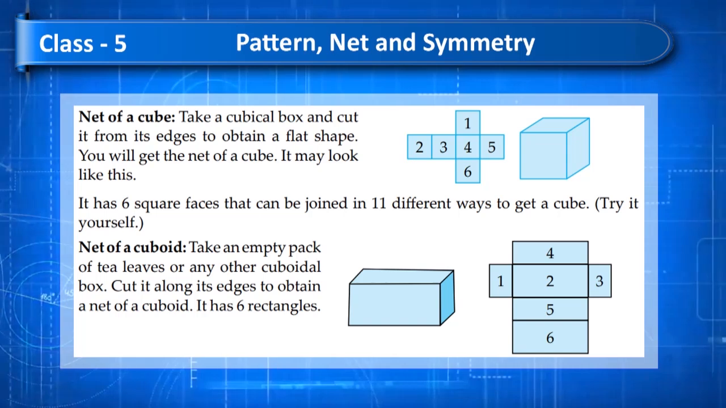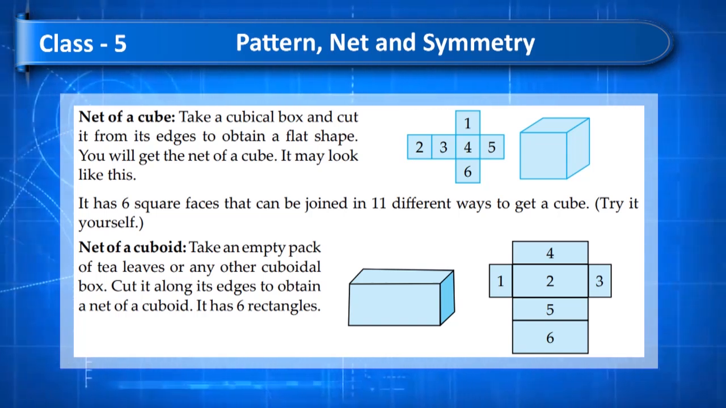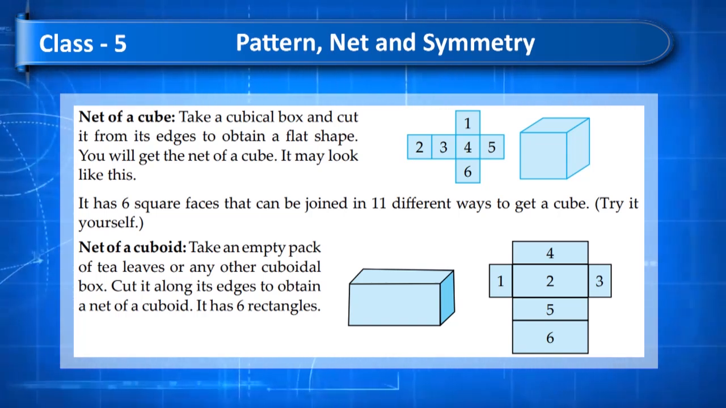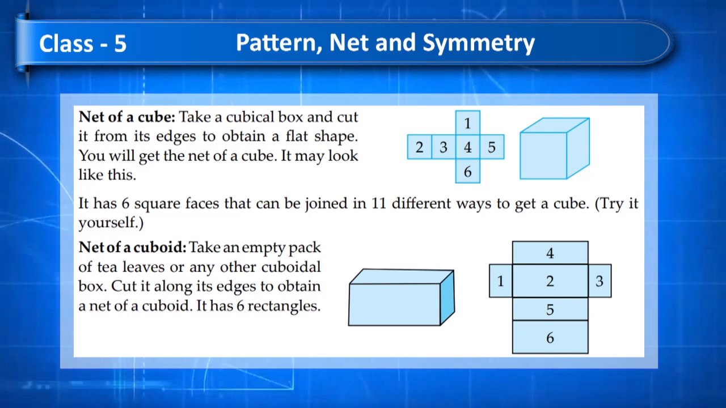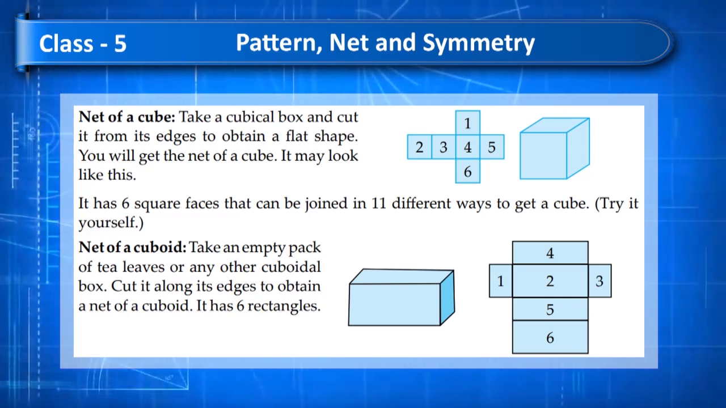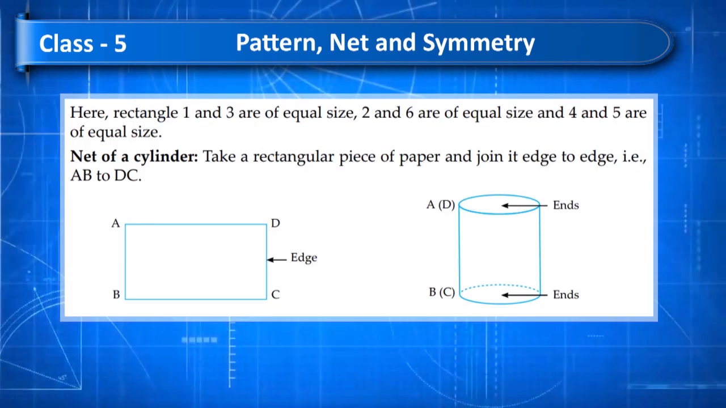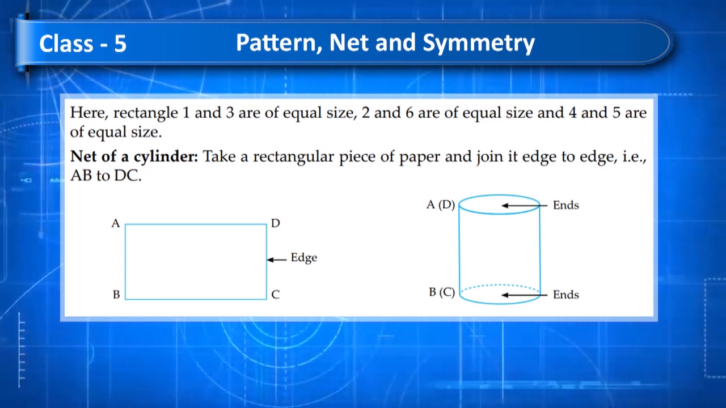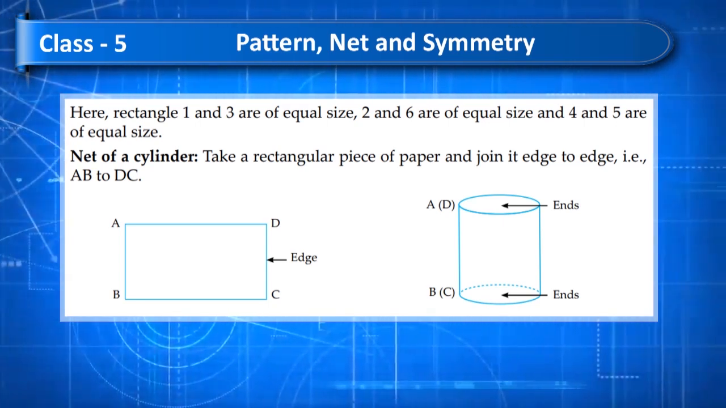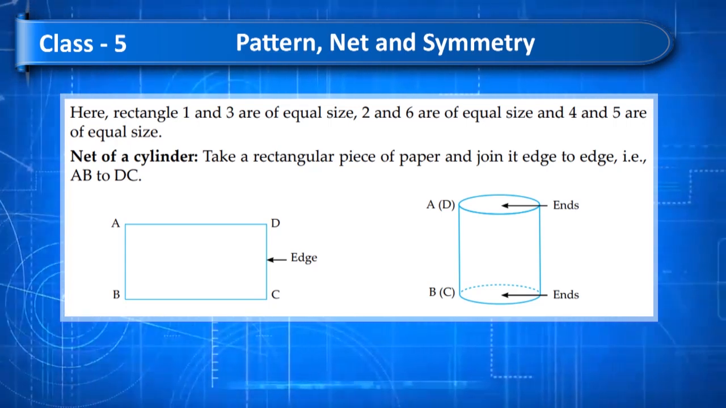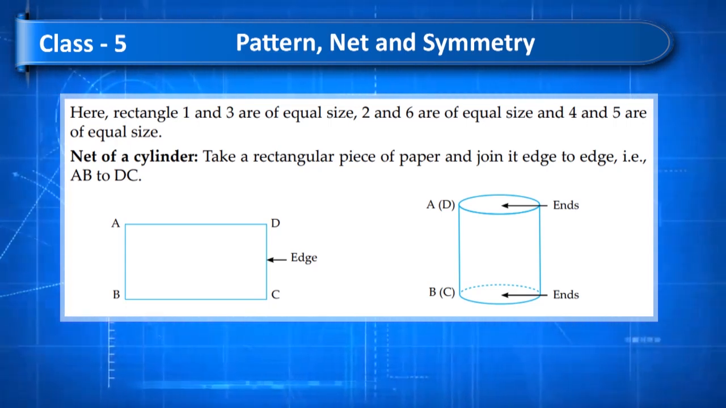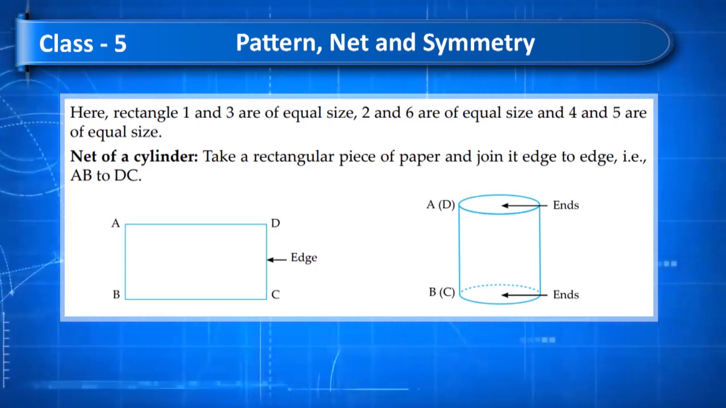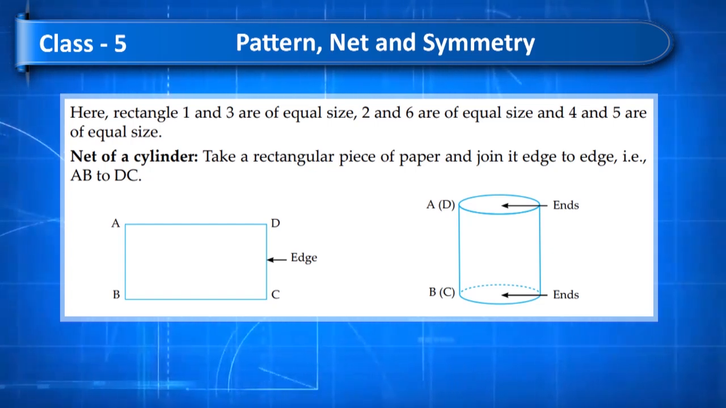Net of a cuboid. Take an empty pack of tea leaves or any other cuboidal box, and cut it along its edges to obtain a net of a cuboid. It has 6 rectangles. Here rectangles 1 and 3 are of equal size. 2 and 6 are of equal size. 4 and 5 are of equal size. Net of a cylinder. Take a rectangular piece of paper and join it edge to edge, that is AB to DC.